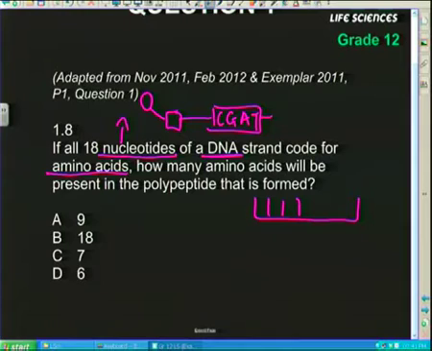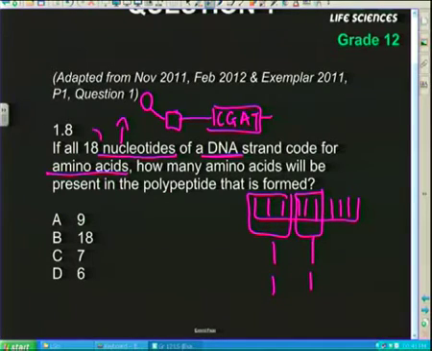Okay, so we're going to have 1, 2, 3, 1, 2, 3, 1, 2, 3, and one of them codes for one amino acid. One of them codes for another amino acid. So it's actually 18 divided by 3, and your answer should then have been 6.